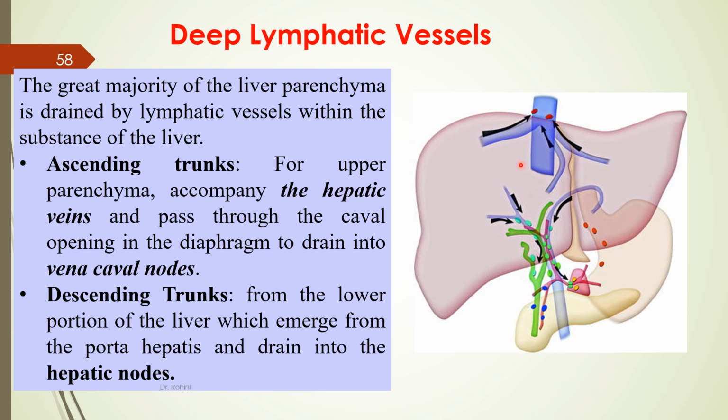So for the majority of the parenchyma, we divide the deep lymphatics into ascending trunk and descending trunk. For the upper part of the liver parenchyma, they accompany the hepatic veins and pass through the vena cava opening and ultimately drain into vena cava lymph nodes. The lower part of the parenchyma will emerge from the porta hepatis and drain into hepatic nodes.